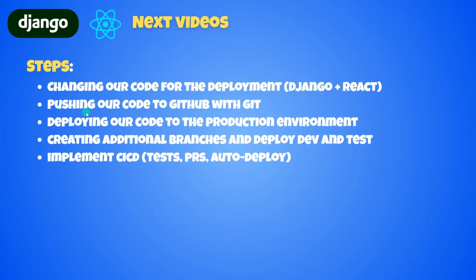Next, I will show you how we can push our code to GitHub using Git so that we have it in that GitHub repository from where we can connect it to Render. Once that is done, we will be deploying our code to the production environment first and making sure that it all works smoothly. And then in the video after, we can create additional branches and also deploy the development and the test environments. As a last step, we're going to be implementing and showing you CI/CD. So we're going to be adding some tests to our application. I will show you how to do pull requests with feature branches and moving from dev to test to production. And I'm going to show you where you can change the way that Render auto deploys your code.